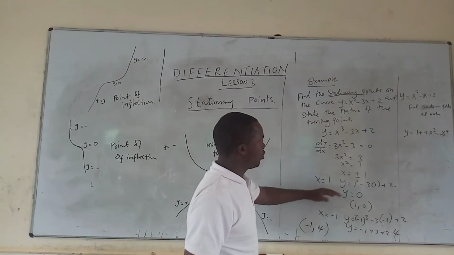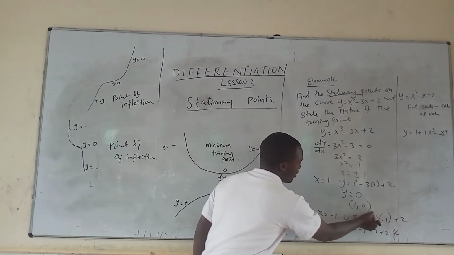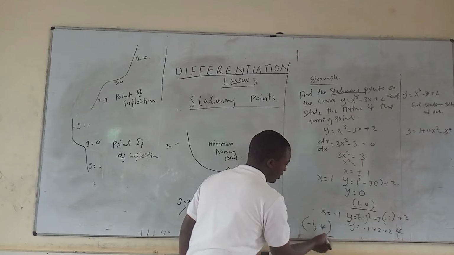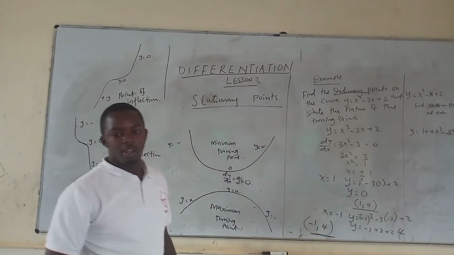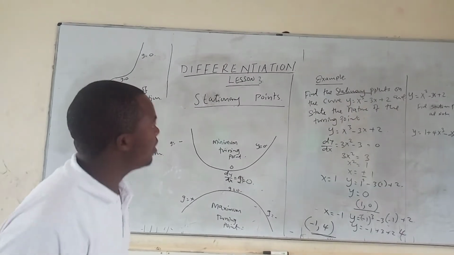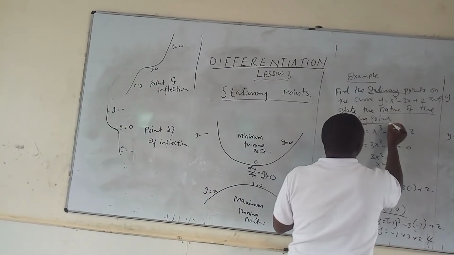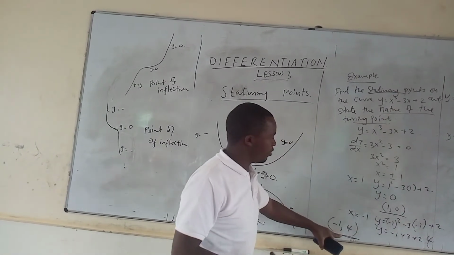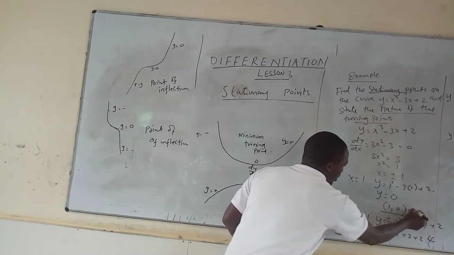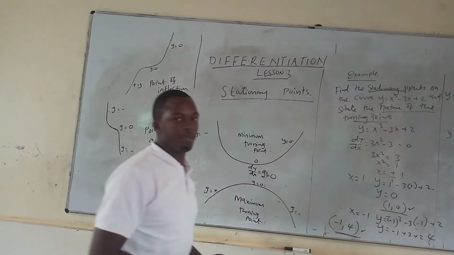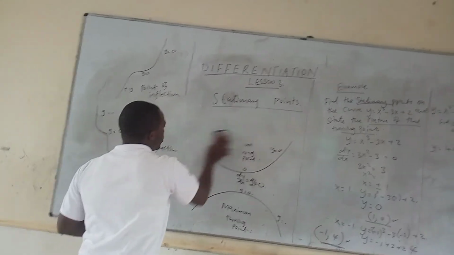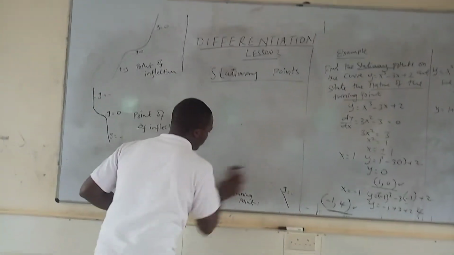So these are the two stationary points. This is the first stationary point, and this is the second stationary point. I want to do the second part of it. We want to see the nature of these turning points because we have identified the stationary points in the form of coordinates. So how do we get the nature?